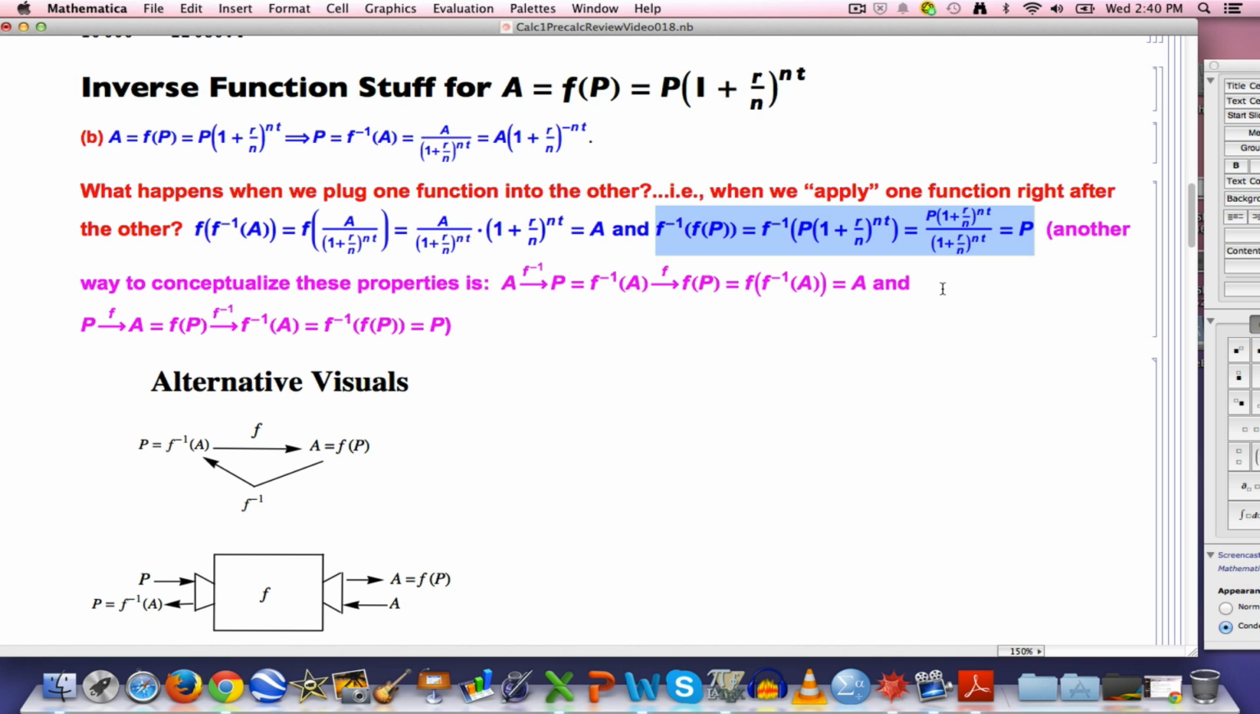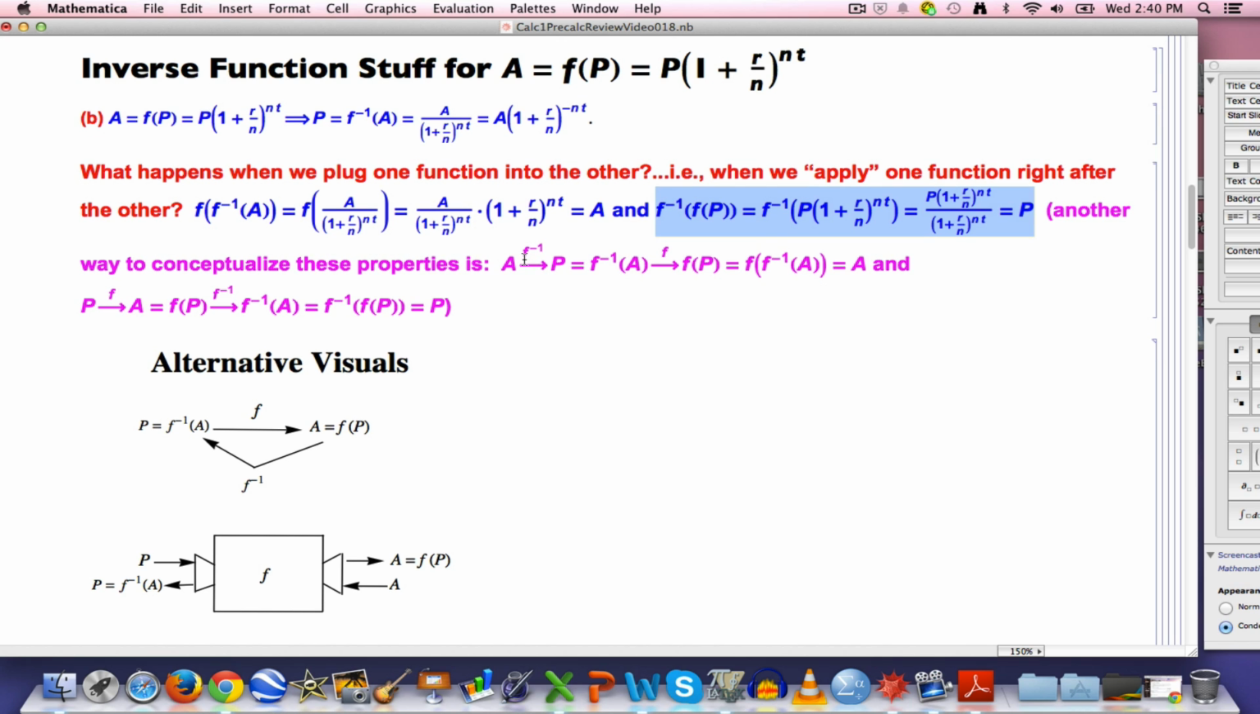And here I have a few other ways that I've written to visualize this. This is new stuff that I've done in this video. Here are a couple of lines that visualize applying those functions. You go from left to right along these lines to do the order correctly. First in this one apply f inverse, then apply f. And you can do it the other way, first apply f and then f inverse.